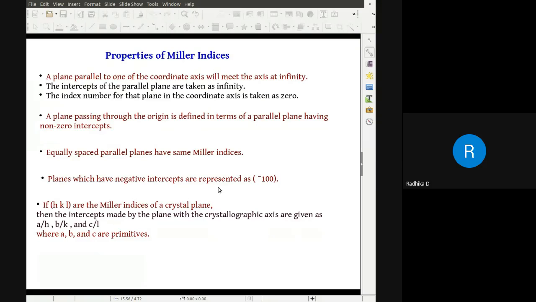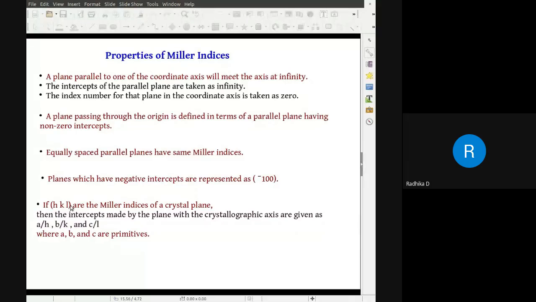Okay. Next, suppose there is a negative intercept. Because you know that there are negative x, negative y, and negative z axes. Suppose there is a negative intercept, then you will put a bar or a dash over the number. So instead of 1, 0, 0, it becomes bar 1, 0, 0. Okay, I couldn't put the bar exactly above. I just wrote it like that. Actually, when you write it on paper, it should be above the 1. You should put the bar, and there should be space. Obviously, 0 and 0. Okay.